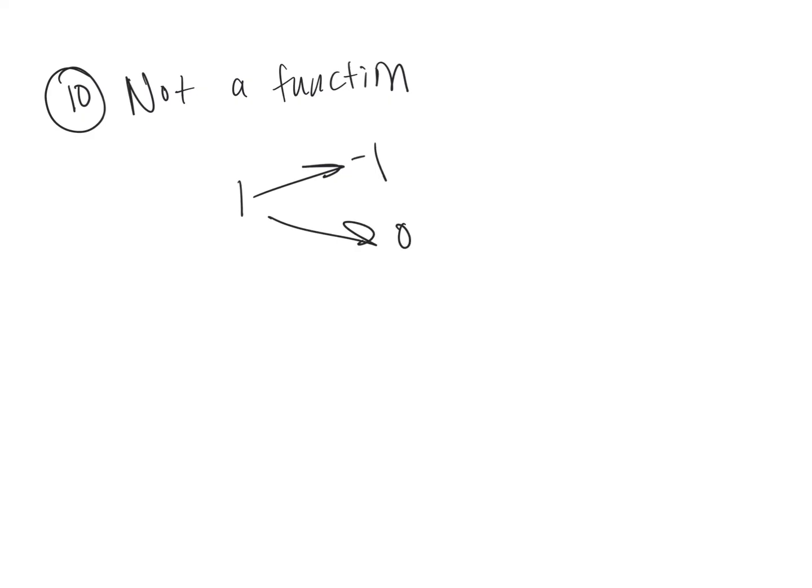Just for the record, that's not a function. And the reason is because 1 goes to negative 1, and 1 also goes to 0, and it can't go to 2 places at once. If it actually did work, this would have to go to the same place. They couldn't be 2 points that start with 1 unless they went to the same place.